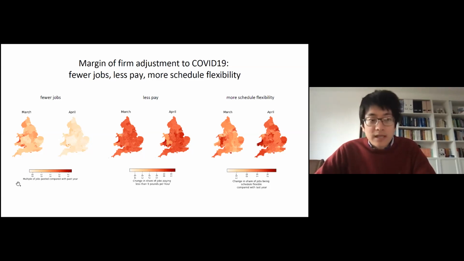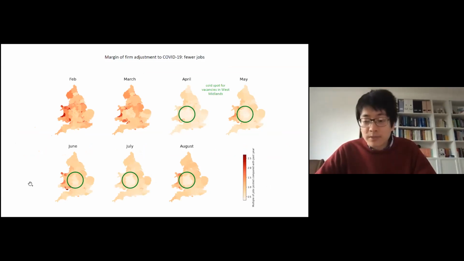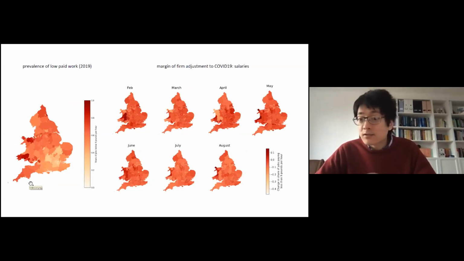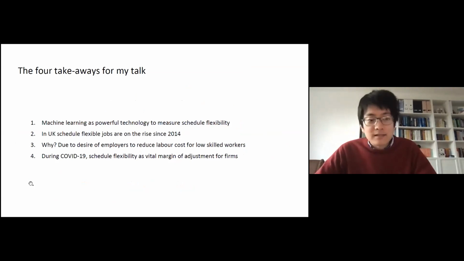Great, and then to sum up, there were 4 takeaways. First one is machine learning is really important to work with a big corpus of vacancy text. That's on the last slide. And then the second one is schedule flexibility is on the rise since 2014. One of the hypotheses we investigate is the desire by employers to shift labor costs. And lastly, during COVID-19, this again has been an important margin of adjustment for companies to introduce more schedule flexibility.